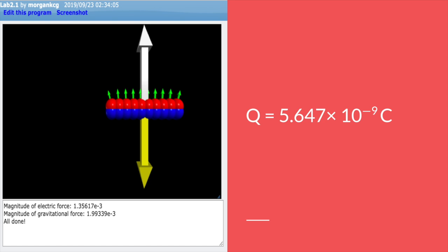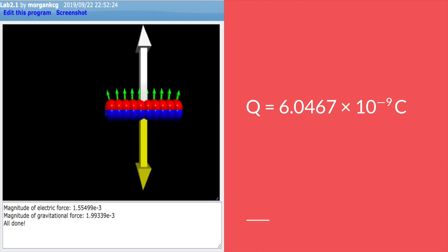So we first start with our original value of Q, which is 5.647 times 10 to the negative 9, and we know that that one isn't 100% accurate because when we calculate the magnitude of the electric force and the magnitude of the gravitational force, they're different. So we know we have to change that. So that's when we go up to the next.